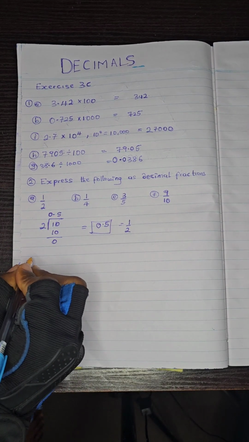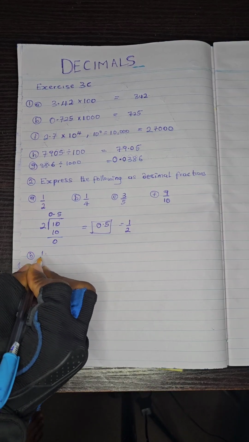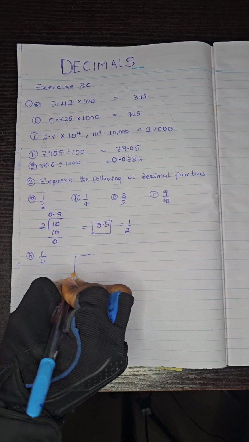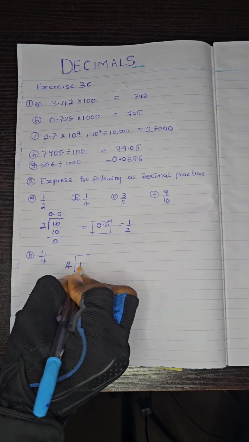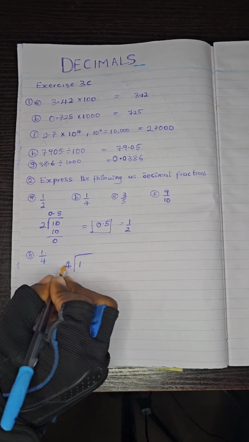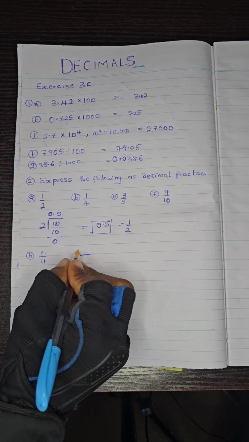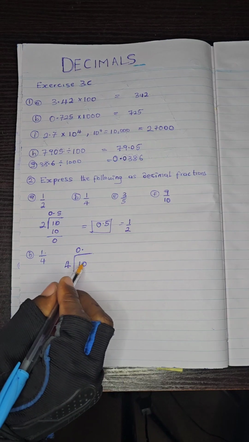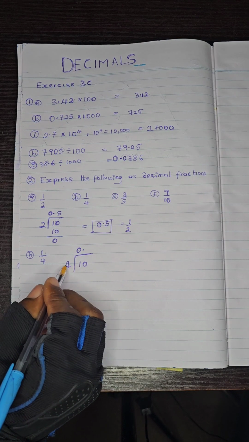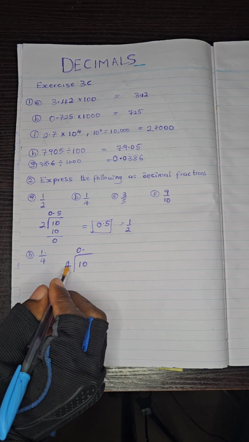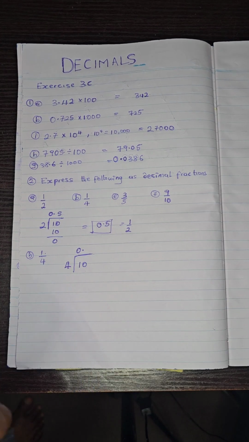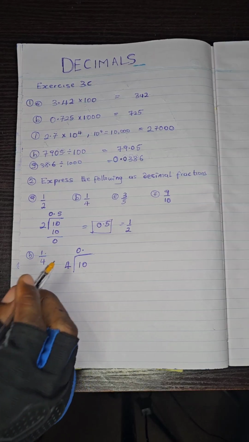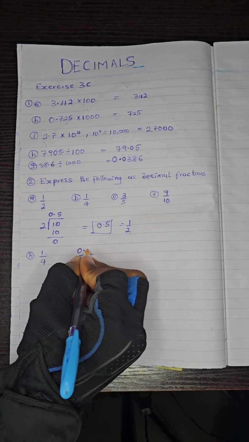Let's solve the second one. 1/4. So we'll start. 4 will be outside, while 1 will be inside. Can 1 be divided by 4? No, not enough. You add 0 and the decimal point, then you add 0 here. Can 10 be divided by 4? Yes. 10 divided by 4 will give you 2. Focus only on the whole number, forget about the remainder. So you just write your 2 here.